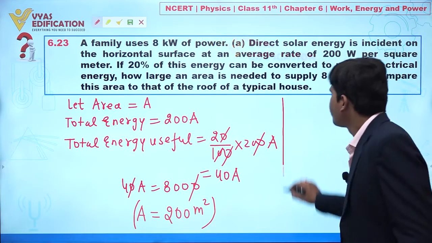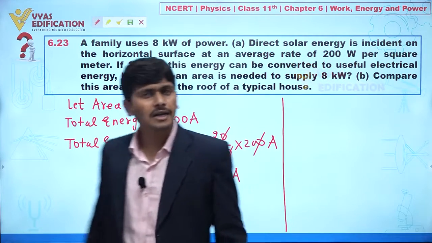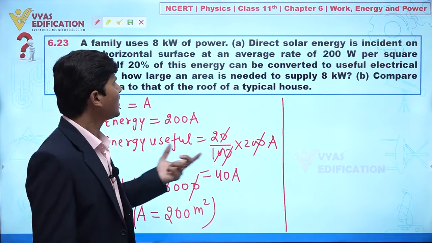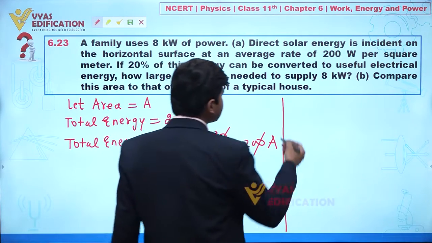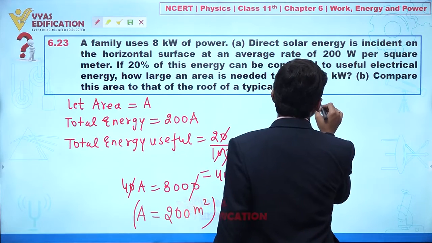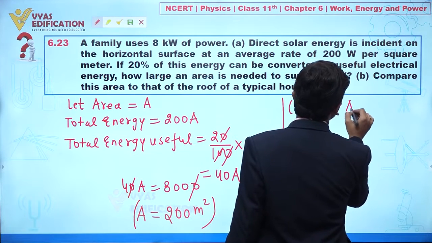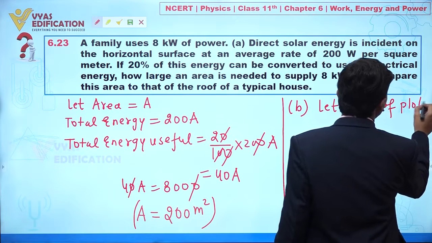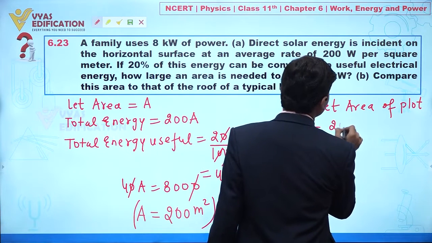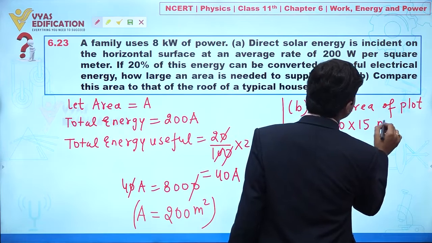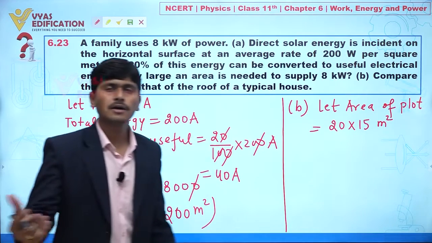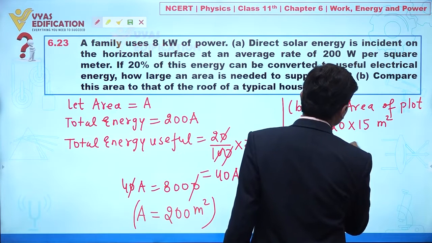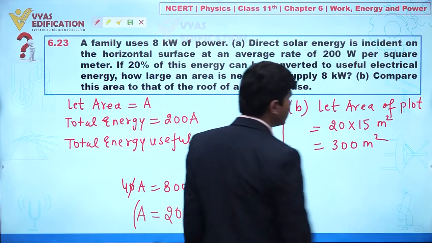Now it is also given in part B, compare this area to the roof of a typical house. So let's suppose, we don't know, let the area of a plot on which the house is built be 20 into 15 meter square. Let's suppose 20 multiply 15 meter square, so we have a total area of 300 meter square.